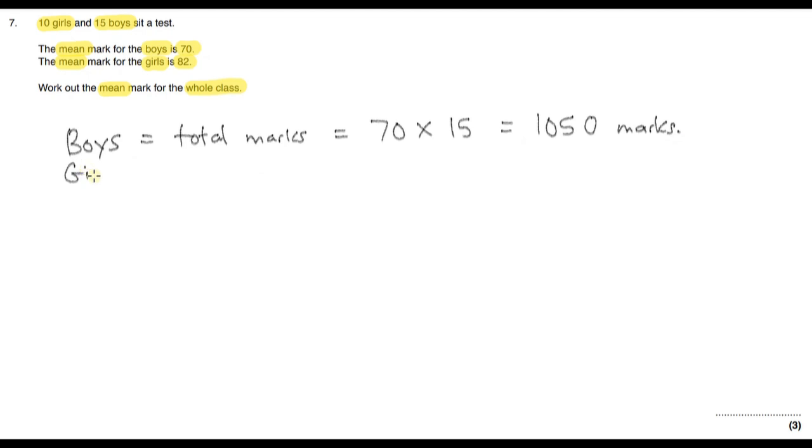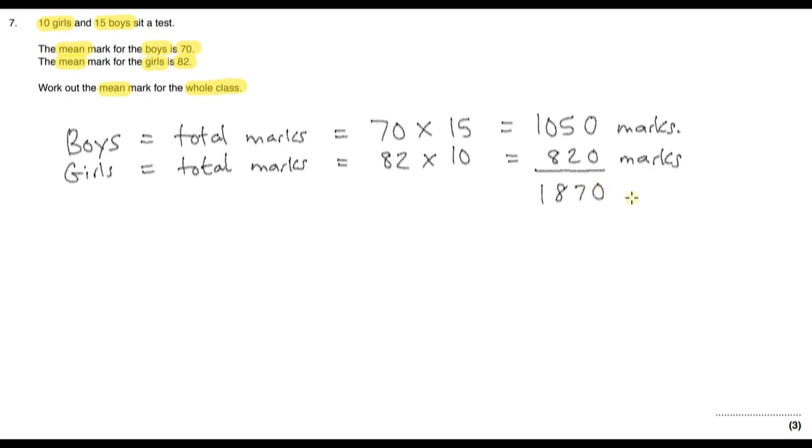Now let's do the girls. The total marks for the girls, well, that's going to be equal to 82 multiplied by 10. That's nice and easy. So that's going to be 820 marks. So now we can work out the total number of marks for all the students. We can just add these numbers together. So that gives us 1,870 marks.